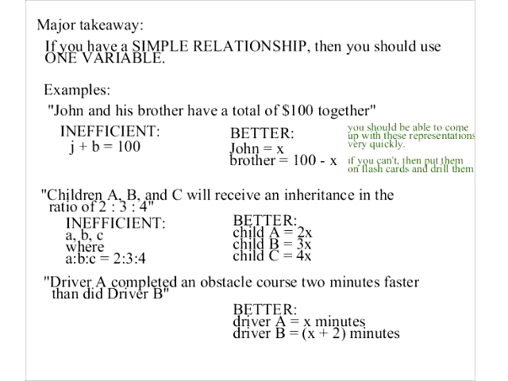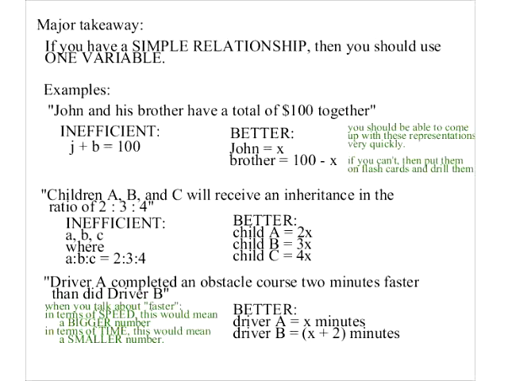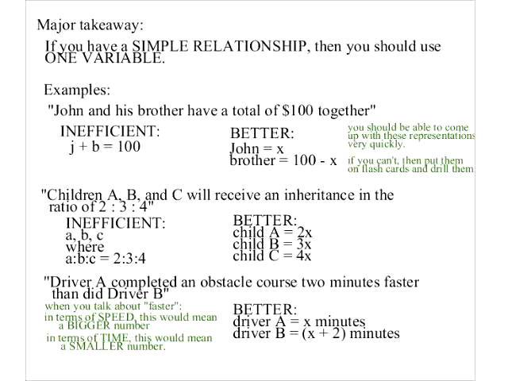When you talk about faster, in terms of speed, this would mean a bigger number. But in terms of time, the same word faster would mean a smaller number. So be really, really careful with it. Let me go ahead and space that out a little bit so it's easier to read. Okay. So here you go. Again, when you talk about faster, in terms of speed, you're talking about a bigger number, but in terms of time, you're talking about a smaller number. Okay, any questions so far?